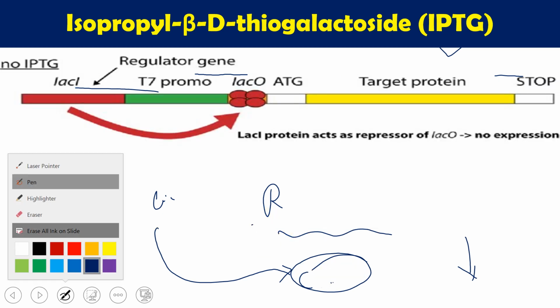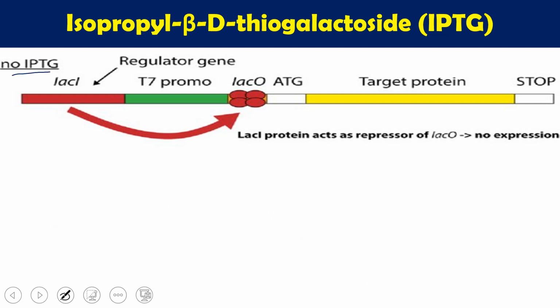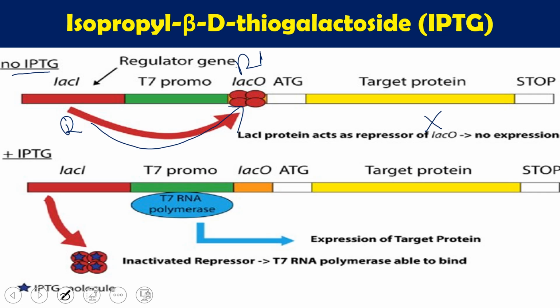Now if we have no IPTG in the culture media, then lacI gives you repressor proteins, and the repressor is going to bind to the operator site. In that case, RNA polymerase is not able to bind here, and if RNA polymerase does not bind, no expression will be there. But in the reverse case, if we have IPTG in the culture media, the star shape you see is IPTG. It binds with the repressor proteins, and the repressor will be inactivated. Once the repressor is inactivated, it is not able to bind to the operator site. In that case, RNA polymerase will bind and gene expression will take place. It means IPTG helps us in the expression of the gene.